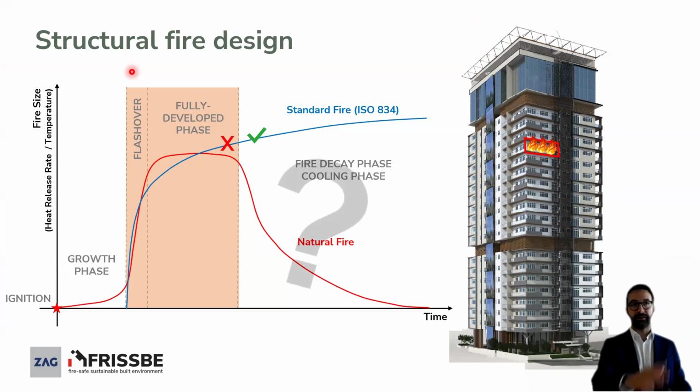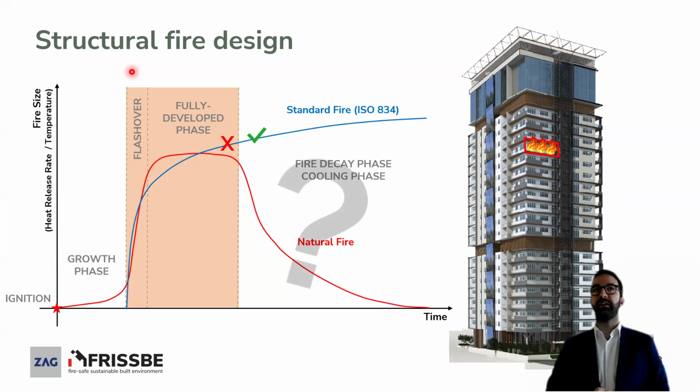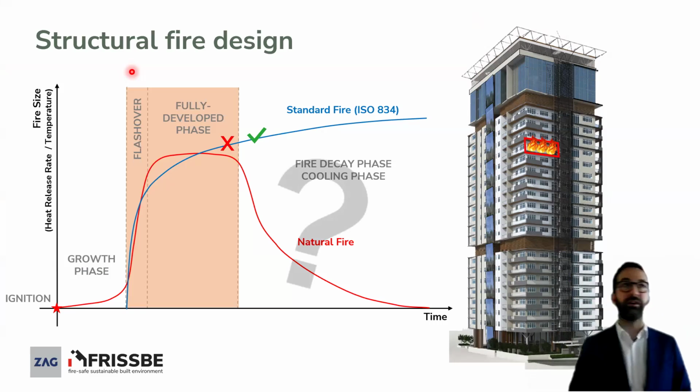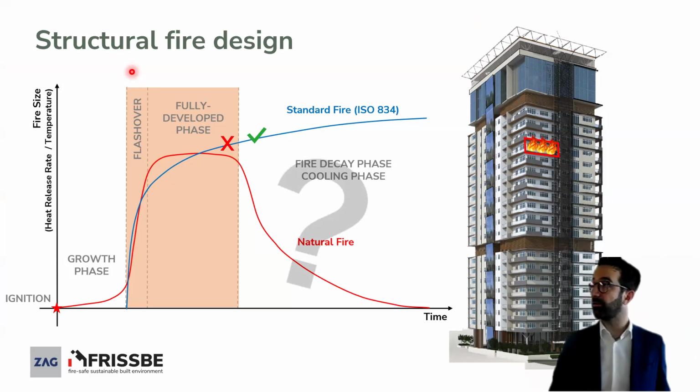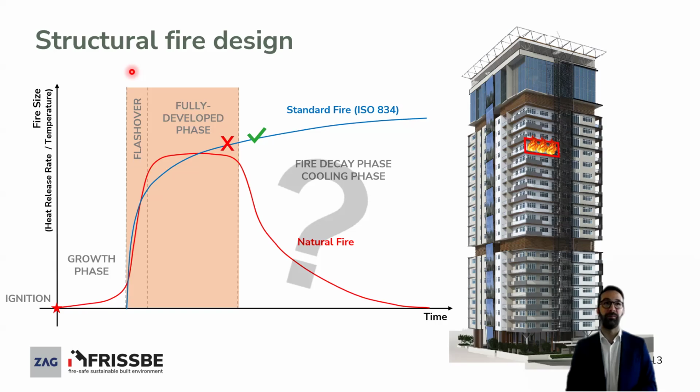But then, what you see immediately here in the slide is that there is something happening at the end of the fully developed phase of the fire. There is a fire decay phase, there is a cooling phase. Then I'm going to give you now some details about the process, the physics itself. But what happens here?